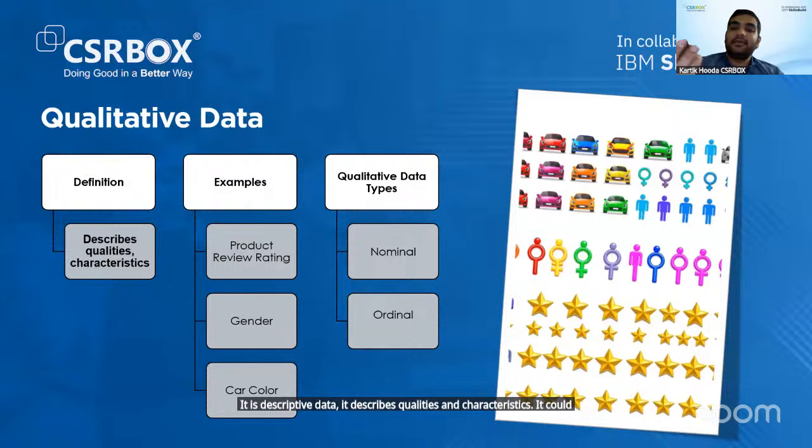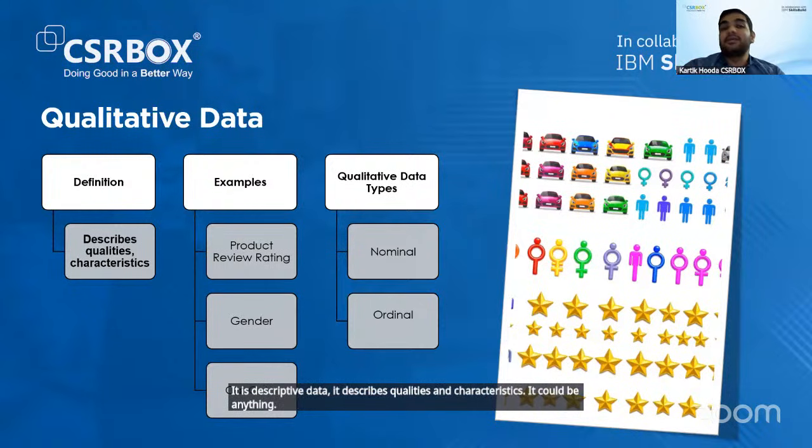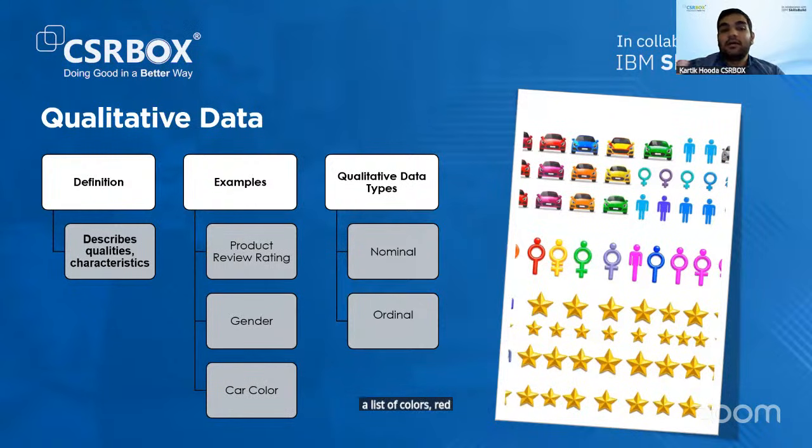It could be anything: a list of colors, red, blue, green, genders, or a product review rating. There are different ways the review can be given: either in stars or out of 10, or it could be a written review where the customer is trying to tell what's good about the product or what's the problem with the product.